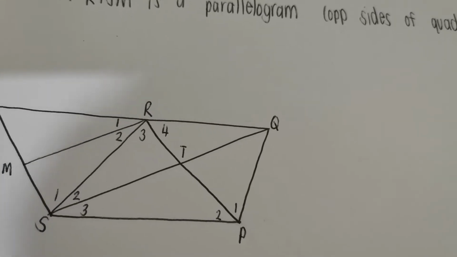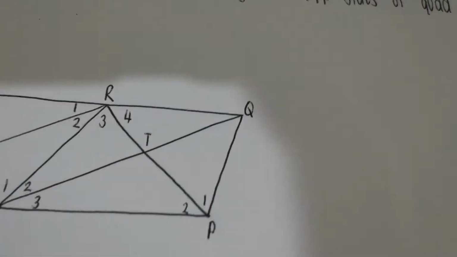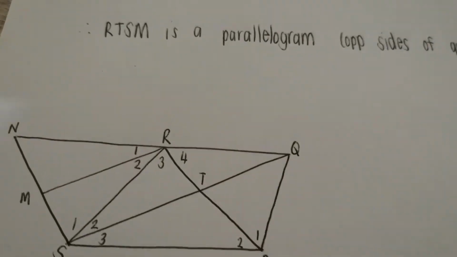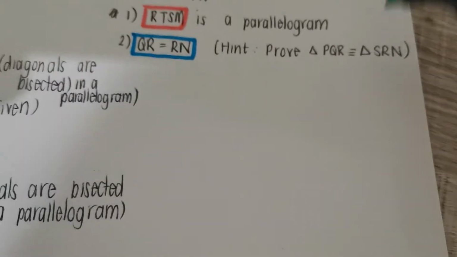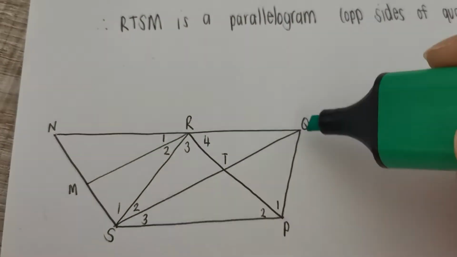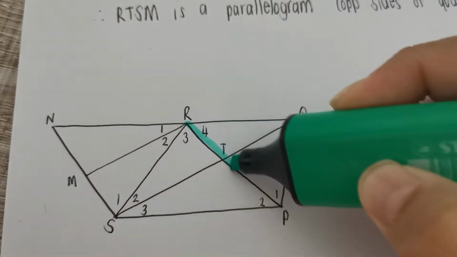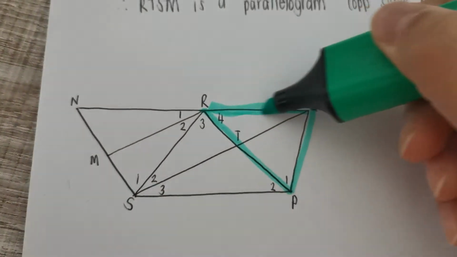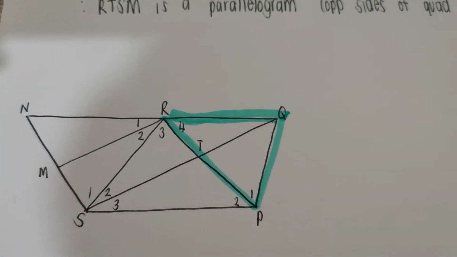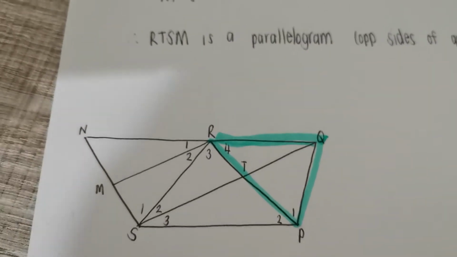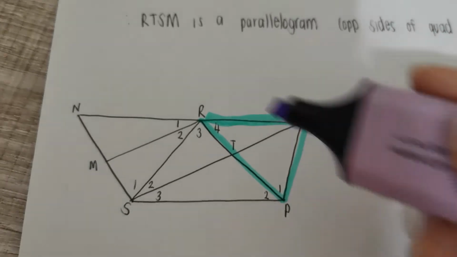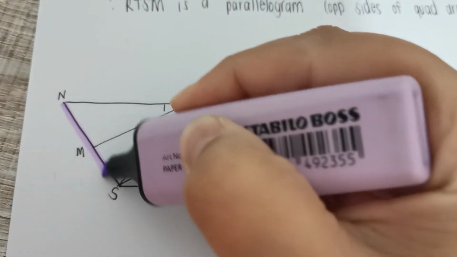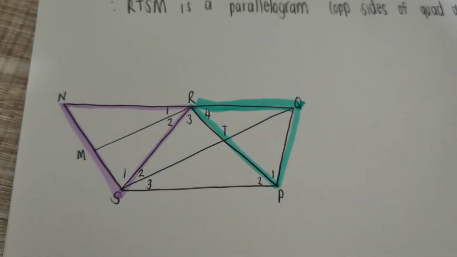Okay, wait, let's use a different color. Okay, PQR, I'm going to highlight and use the hint. Okay, PQR. Where's that? PQR, this one here. Okay. Right, we need to prove that that triangle is congruent to SRN, this one over here. Okay, that's what we need to prove.